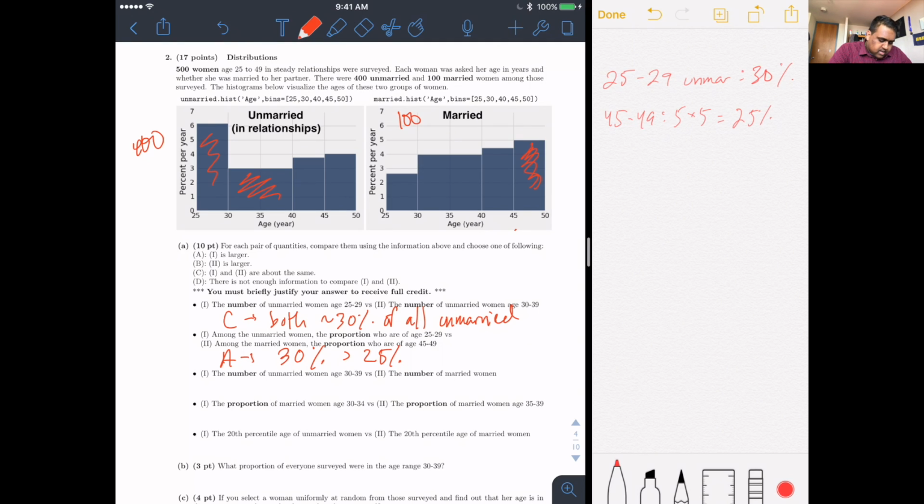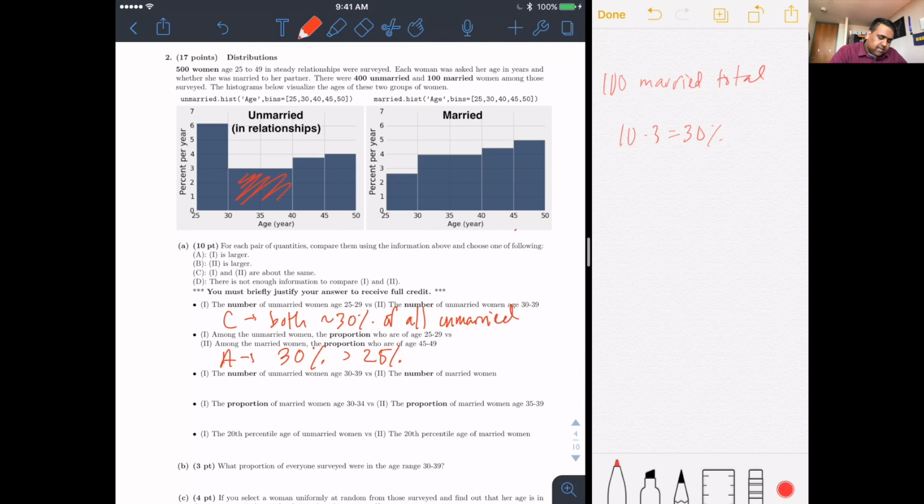And that's it. Now we need to look at the number of unmarried women aged 30 to 39 versus the total number of married women. And we can do that, right? So we know that in total there are 100 married women. And now we need to see the unmarried women 30 to 39, how many of those exist? Well, the proportion would be 10 times 3, which is 30%.